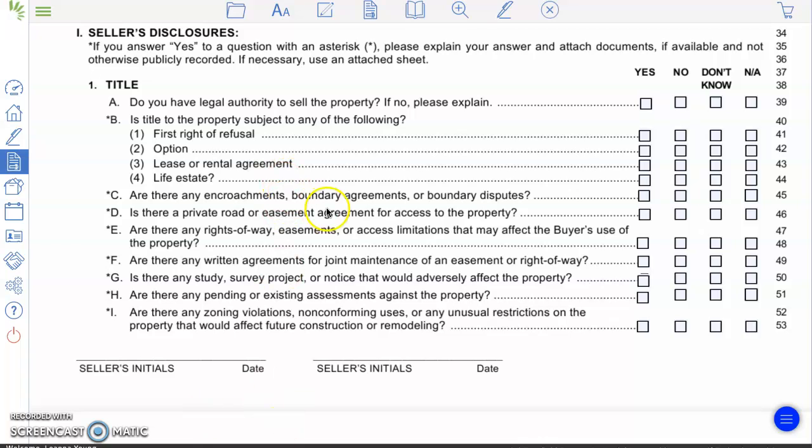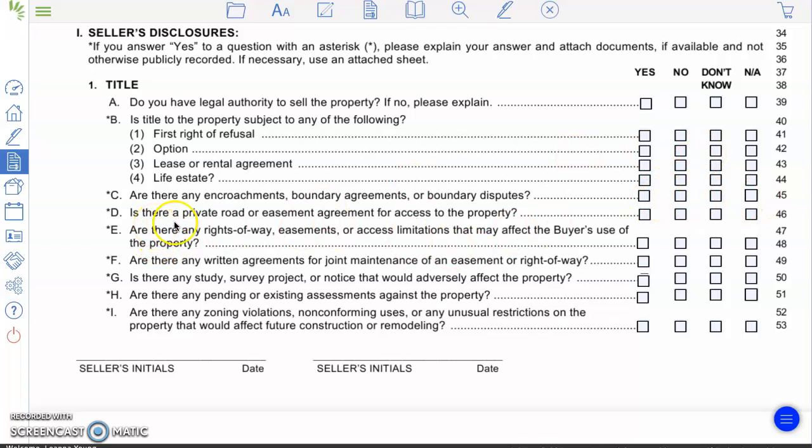Are there any encroachments, boundary agreements, or boundary disputes? So encroachments would be if you know that your shed is hanging over by 2 feet on your neighbor's property. That would be an encroachment. So that's what you would answer over here.